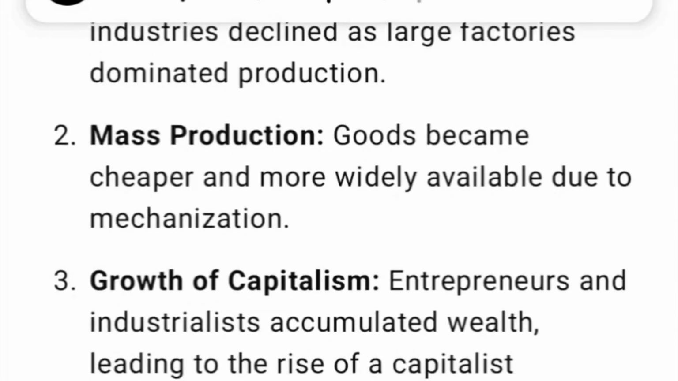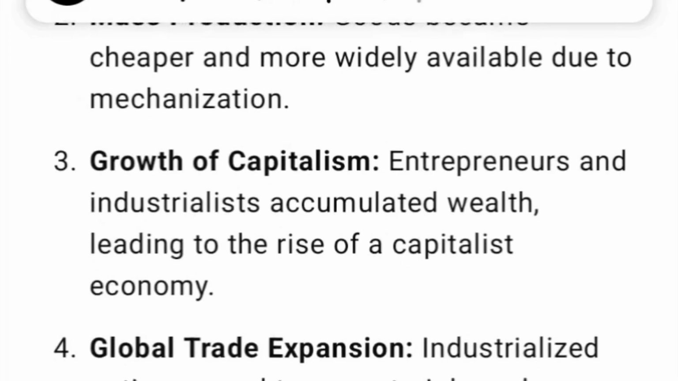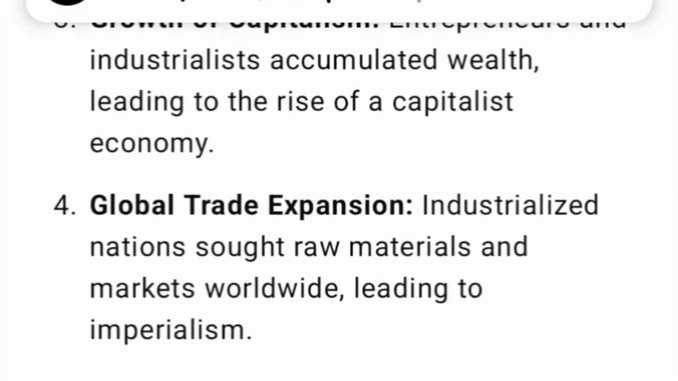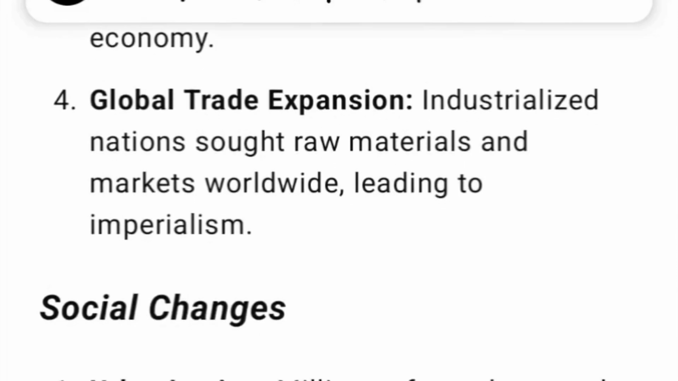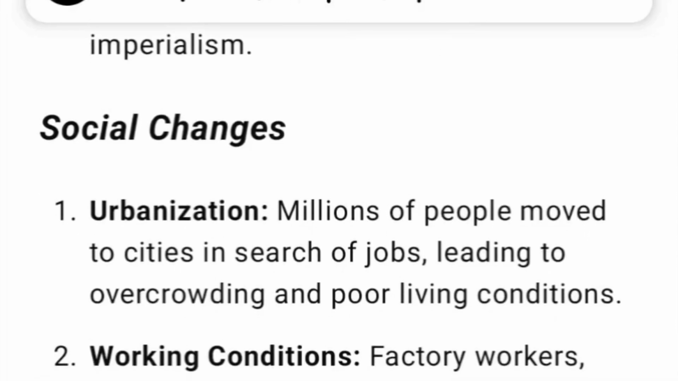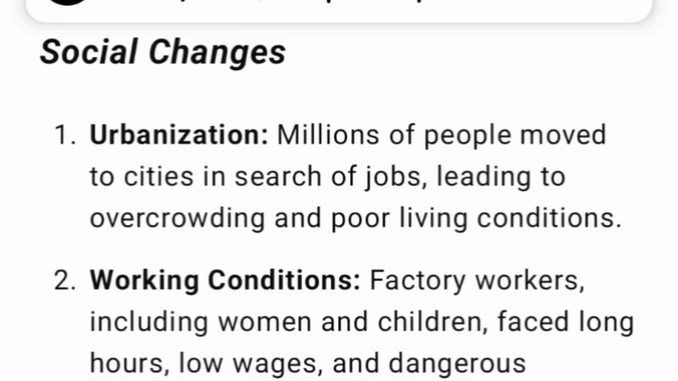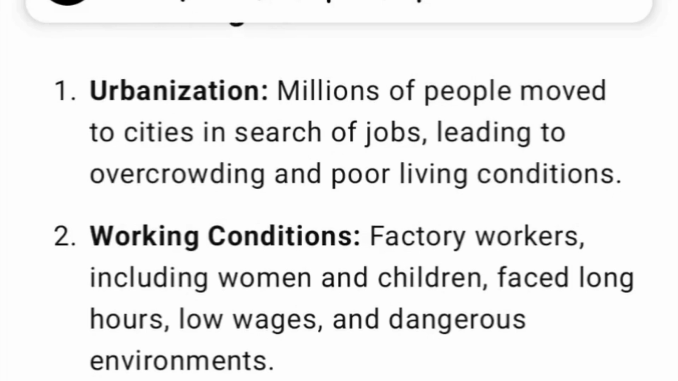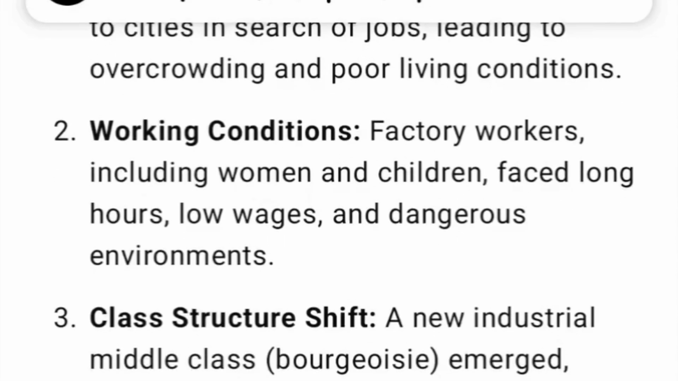3. Growth of capitalism. Entrepreneurs and industrialists accumulated wealth, leading to the rise of a capitalist economy. 4. Global trade expansion. Industrialized nations sought raw materials and markets worldwide, leading to imperialism. Social changes. 1. Urbanization. Millions of people moved to cities in search of jobs, leading to overcrowding and poor living conditions. 2. Working conditions. Factory workers, including women and children, faced long hours, low wages, and dangerous environments.